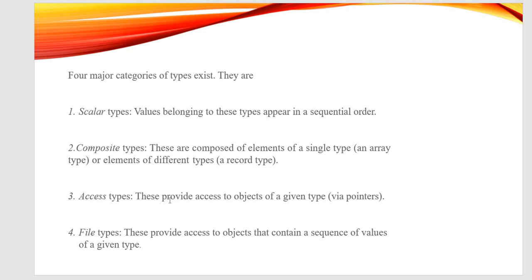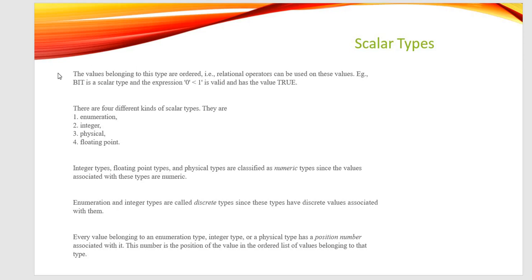Then third one is access type. These provide access to objects of a given type, that is with the help of pointers. And file type provides access to objects that contain a sequence of values of a given type. So whenever a file is declared, in that manner we can access it like in other programming languages.